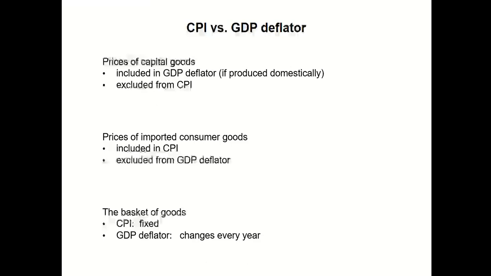Prices of imported consumer goods are included in CPI and excluded from GDP deflator, and the basket of goods in CPI is fixed, and in GDP deflator it changes every year. So these are the differences between CPI and GDP deflator, as I have already explained each one of them in detail in the previous slides.